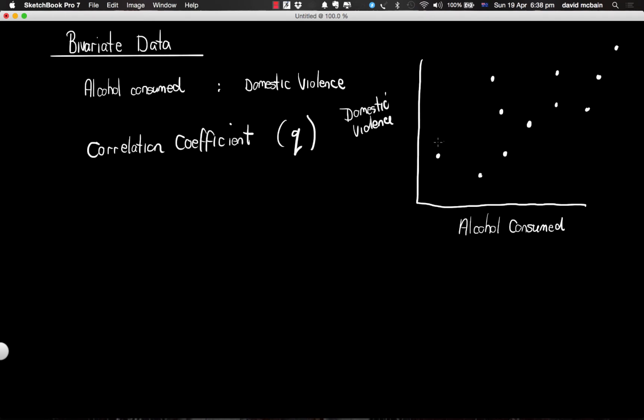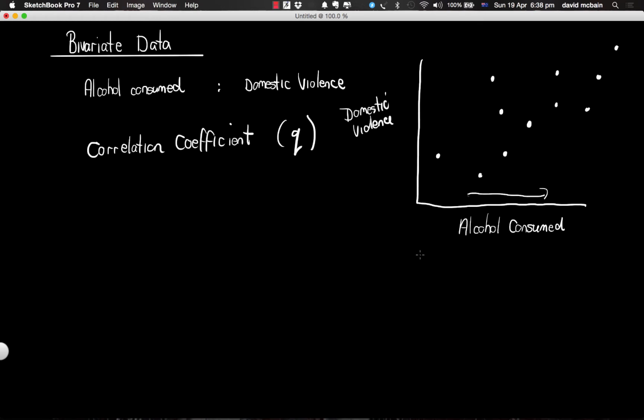Now, if we look at this data here, you might notice there's some sort of general trend that as the alcohol consumption goes up, generally speaking, the amount of domestic violence is going up. So that might suggest to us that there is some sort of a relationship between these two variables.